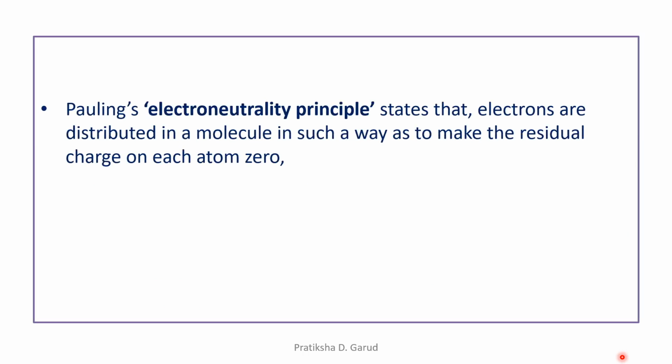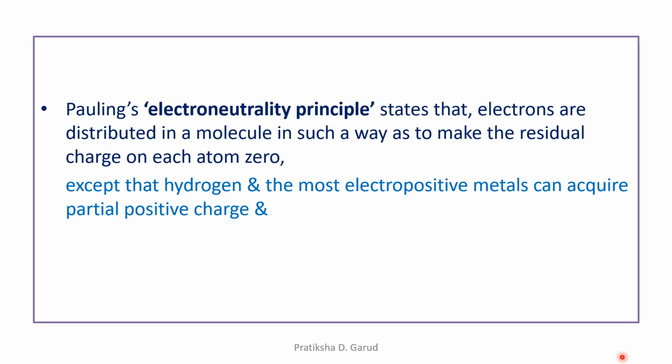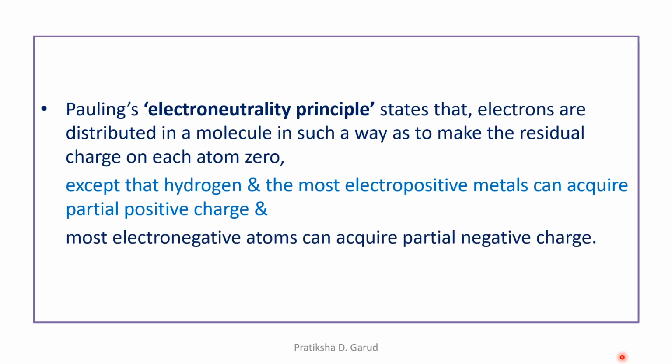Pauling's electroneutrality principle states that electrons are distributed in a molecule in such a way as to make the residual charge on each atom 0. So each atom should become 0, except that hydrogen and the most electropositive metals can acquire a partial positive charge, and the most electronegative atoms can acquire a partial negative charge. This is called the electroneutrality principle.